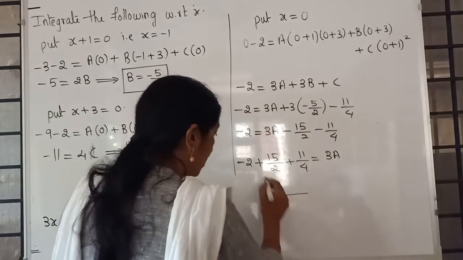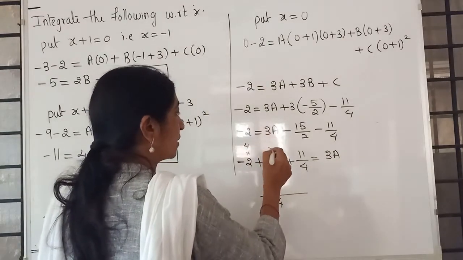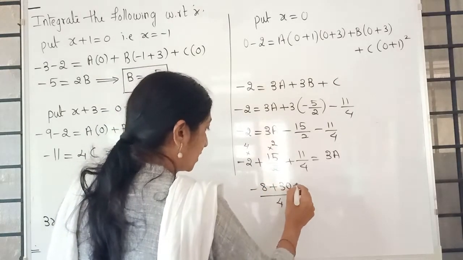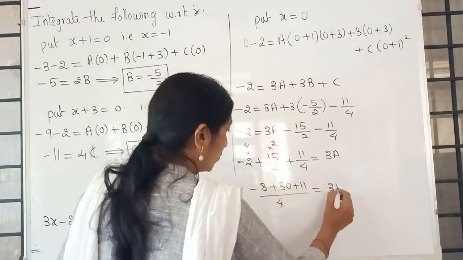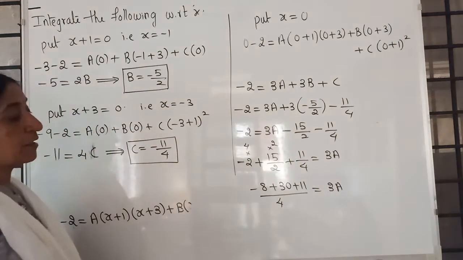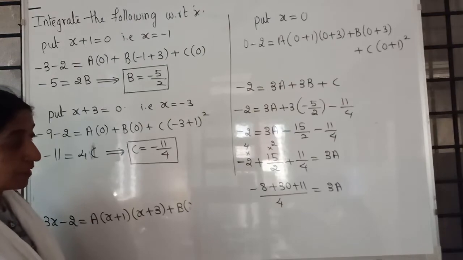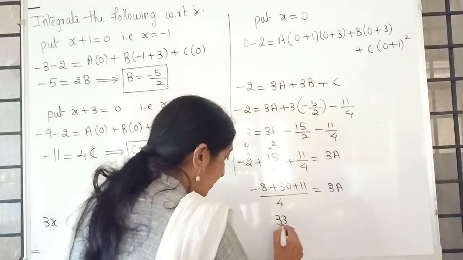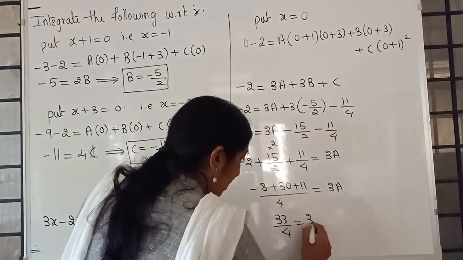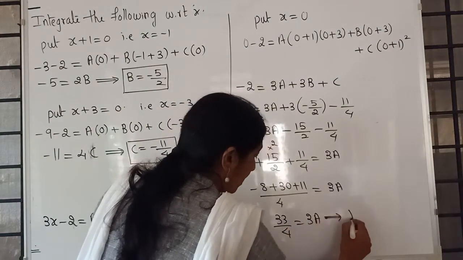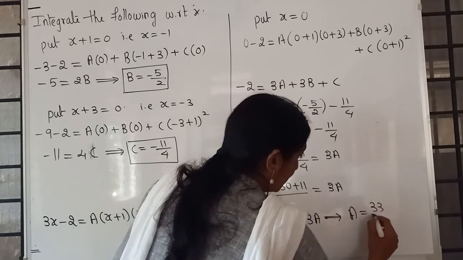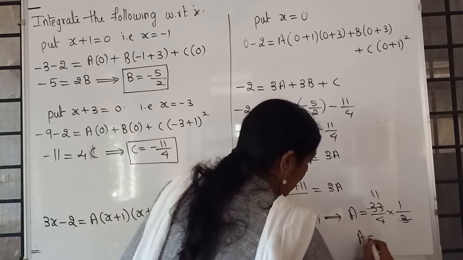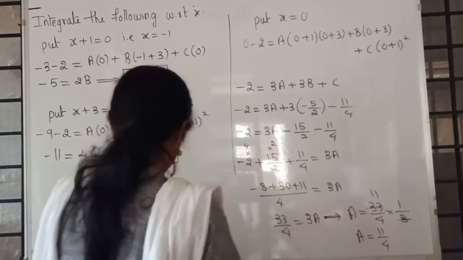LCM is 4. This is multiplied with 4, this is multiplied with 2. It is minus 8 plus 30 plus 11 is equal to 3a. See, what is minus 8 plus 30 plus 11? It is 33 by 4 is equal to 3a. This implies a is equal to 33 by 4 into 1 by 3. That is, a is equal to 11 by 4.